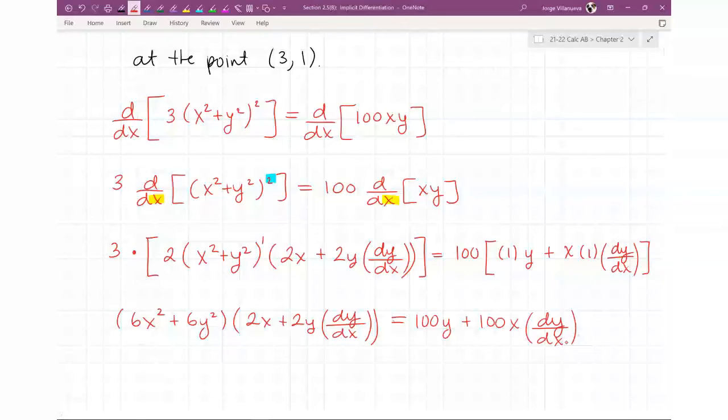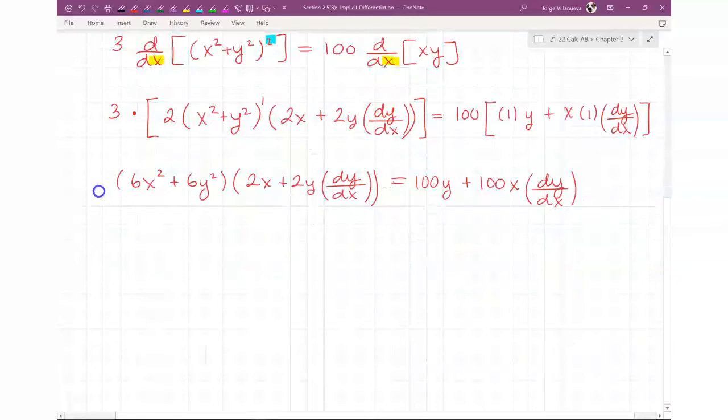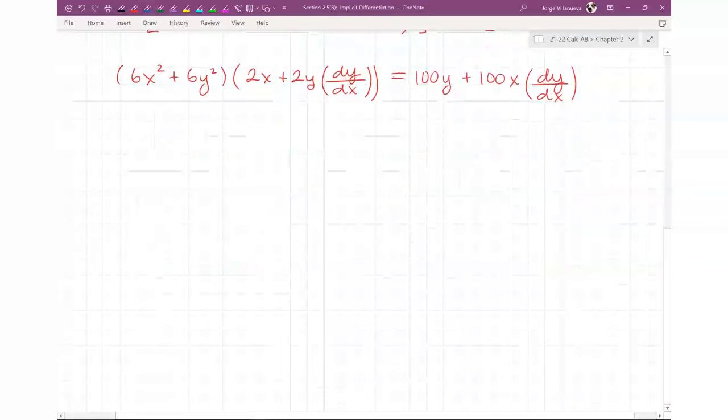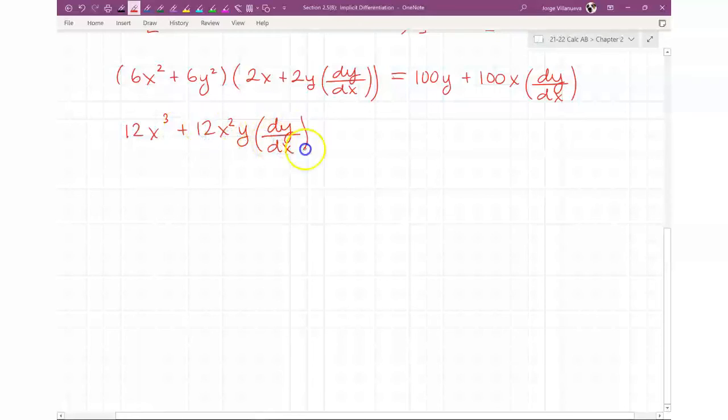Now I'm going to have to still keep distributing things on the left side because I'm trying to get dy/dx all by itself. The right side is pretty good. There's not too much I can do there. Just kind of wait. But on the left side, I'm going to have to multiply stuff out. So 6x squared times 2x, that's going to be 12x cubed. I'm just distributing, right? 6x squared times 2y, that's going to be positive 12x squared y dy/dx.